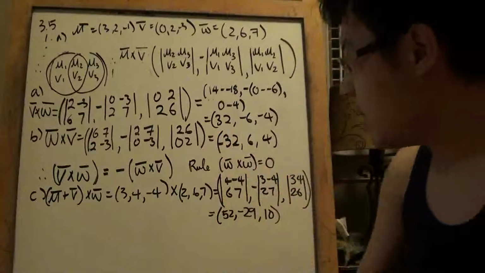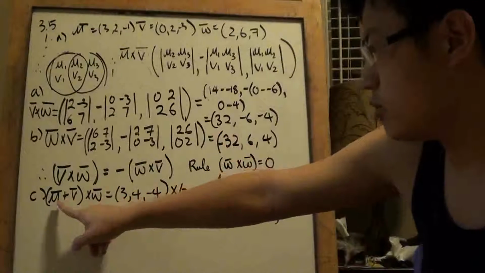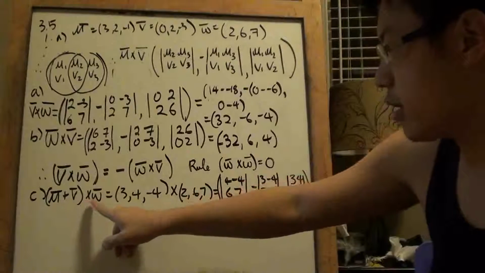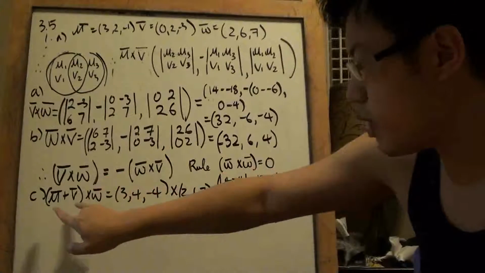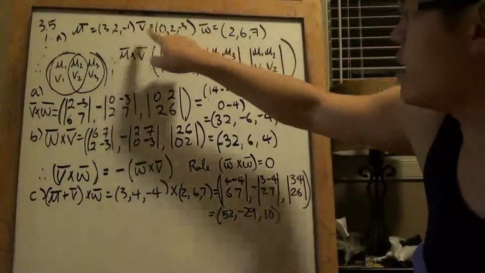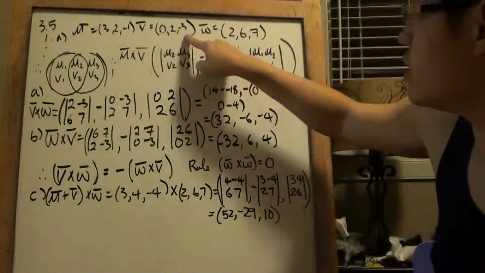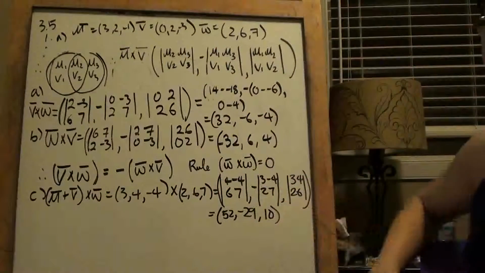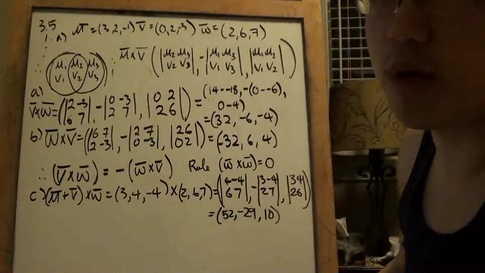So that's that. For C, it's just going to be vector u plus v, and the cross product with w vector. So again, looks weird, but these are just additions. You have the u and the v, just add them up. 3, 0 is 3, 2, 2 is 4, negative 1, negative 3 is negative 4. Then you're just doing the same thing as we've been doing before. So here are the numbers, and let's wrap up the rest of the question 1 component.